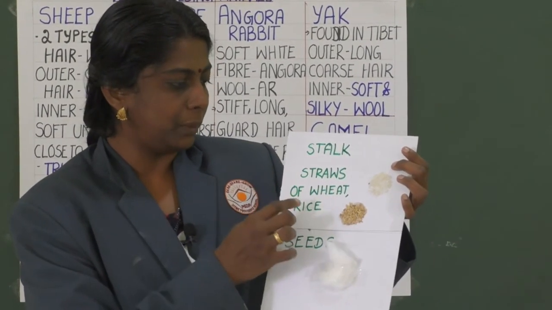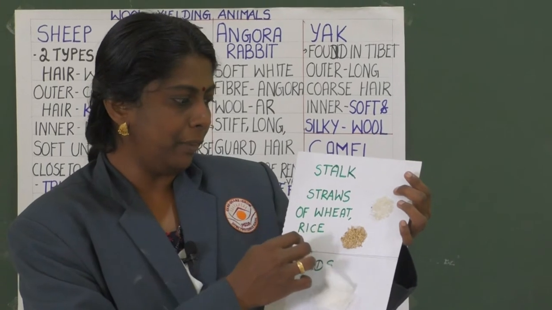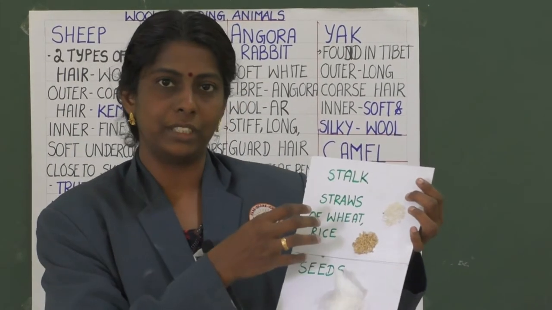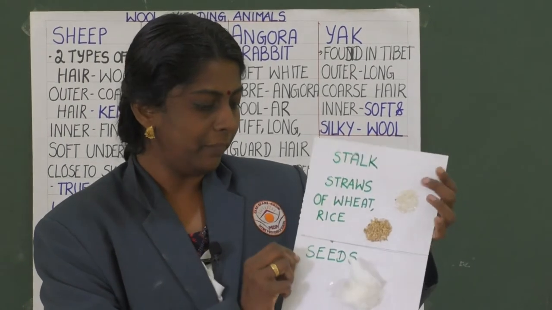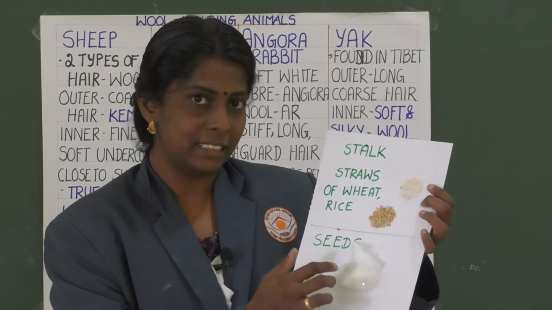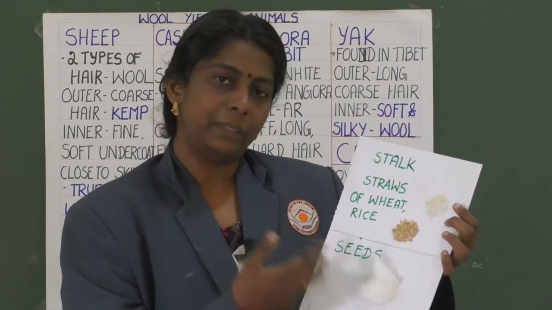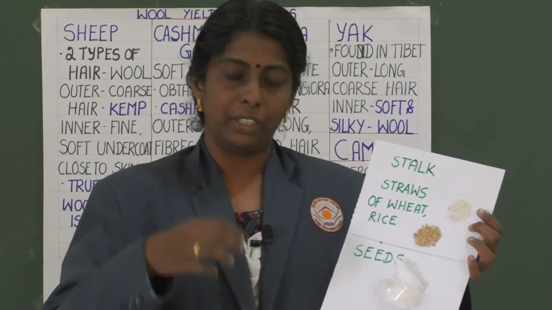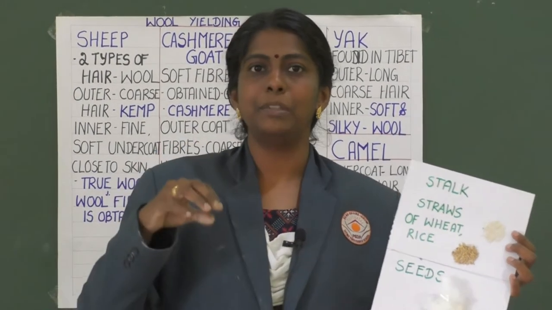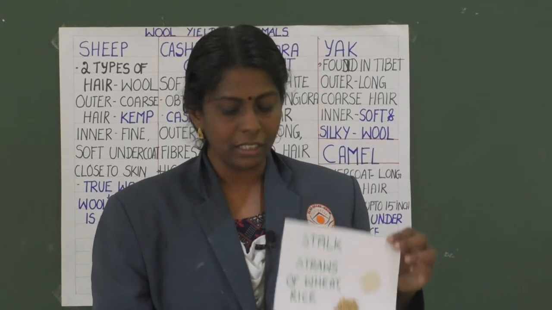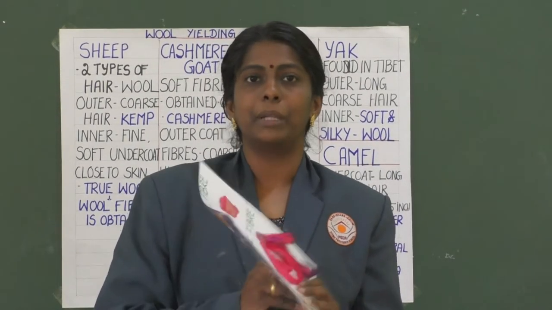From the part stalk, we can obtain one type of fiber. So usually straws of wheat and rice are used here to make the fiber. And then from the part seeds, cotton seeds are used here to obtain one type of fiber. So if you're taking a plant fiber, different parts of the plant are used here to obtain fibers. So we have seen different plant fibers and animal fibers.